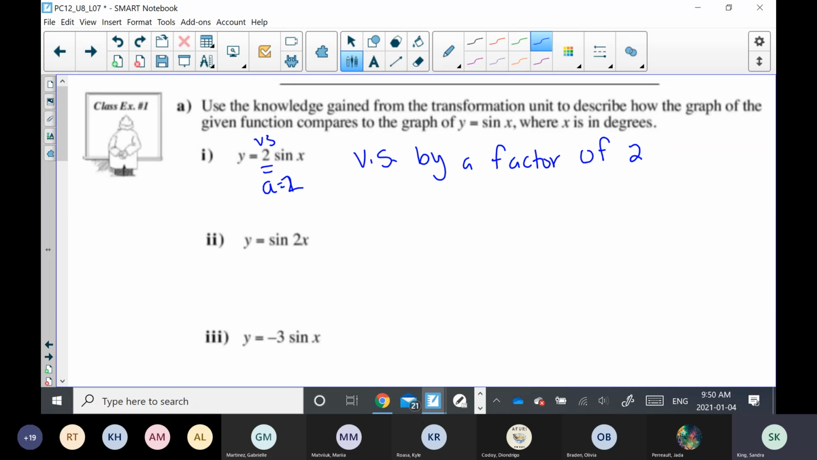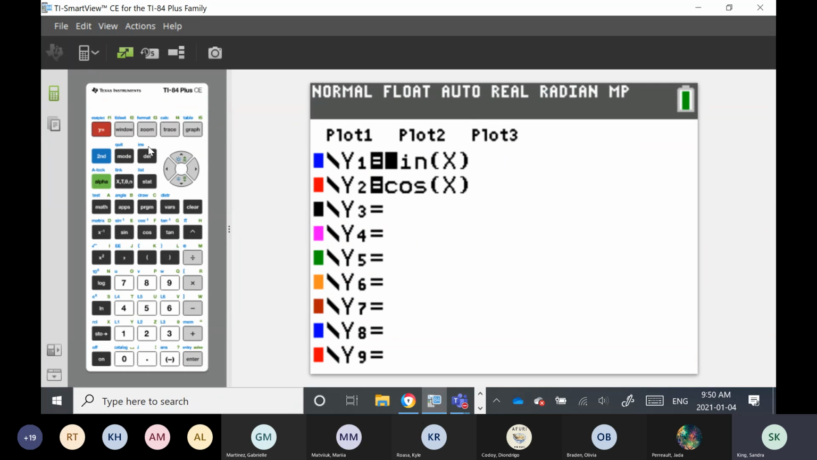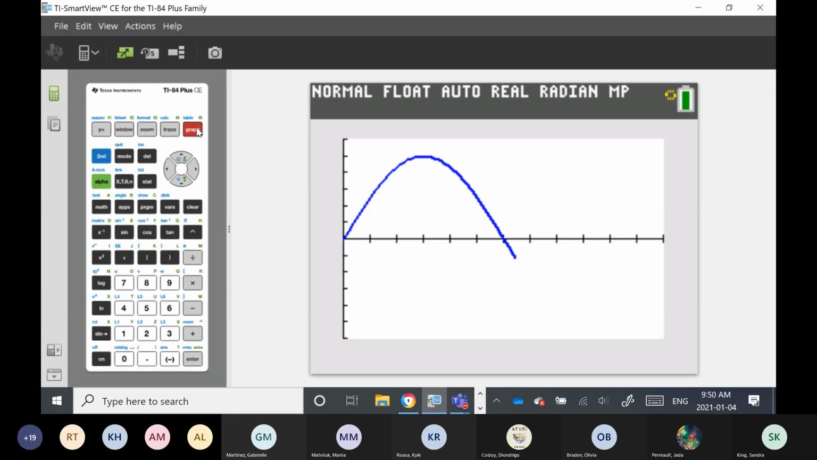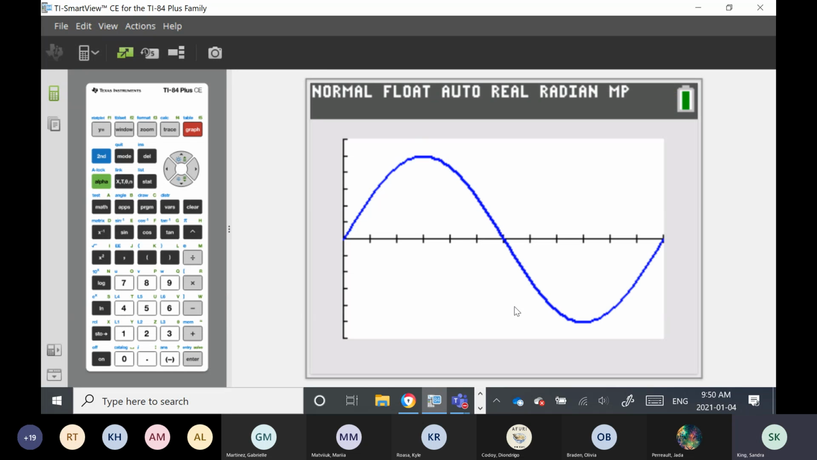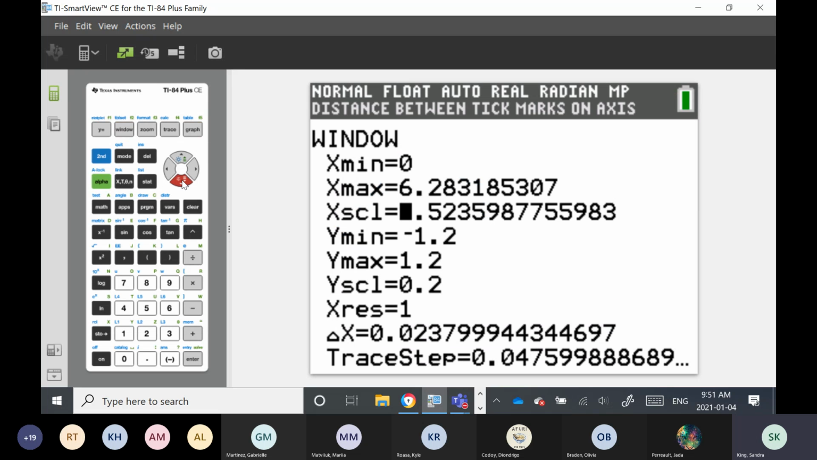And if I was to go into, you don't have to do this, you could just look up here. Let's see what I have in here. Okay, so this is the graph of y is equal to the sine of x. The a value is 1. I'm just going to quickly change my window.